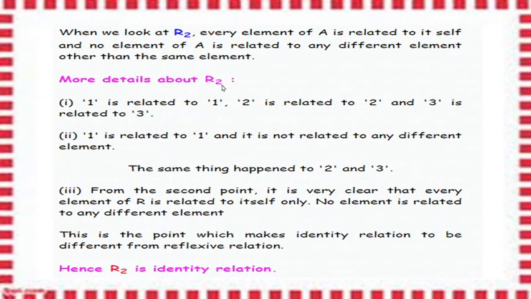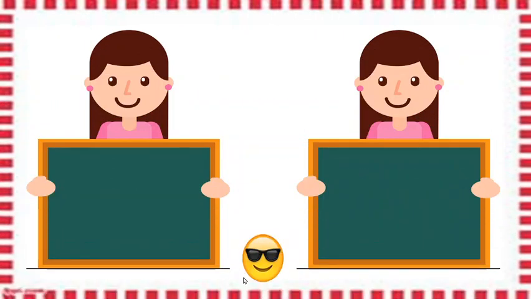Now look at R2. Every element of A is related to itself and no element of A is related to any different element other than itself. 1 is related to 1, 2 is related to 2, 3 is related to 3. 1 is related to 1 and it is not related to any other different element. The same thing happens for 2 and 3. From the second point, it is very clear that every element of R2 is related to itself only. None of the elements is related to any other element. So that's why R2 is an identity relation.